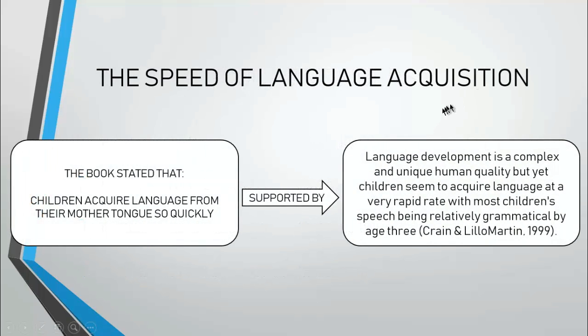Now I'm Diana, and I would like to explain about the speed of language acquisition. The book stated that children acquire language from their mother tongue so quickly. This statement is supported by the theory from Crain and Lillo-Martin in 1999, who said that language development is a complex and unique human quality, but yet children seem to acquire language at a very rapid rate, with most children's speech being relatively grammatical by age 3.